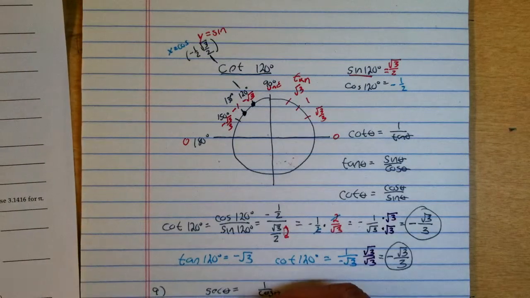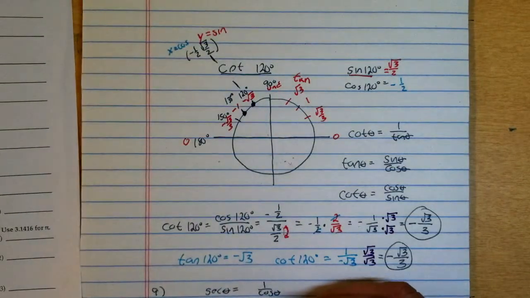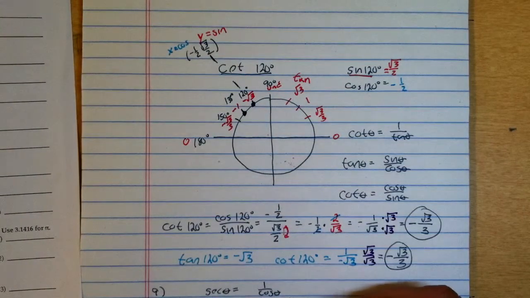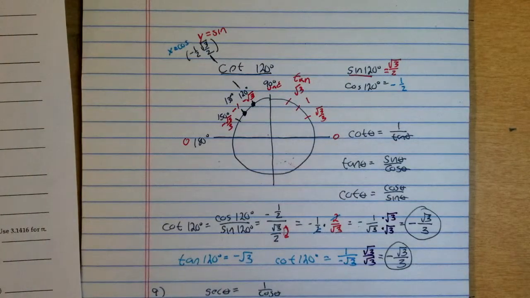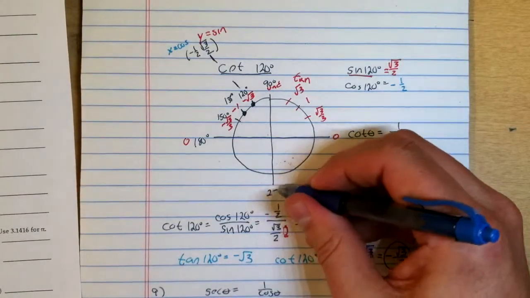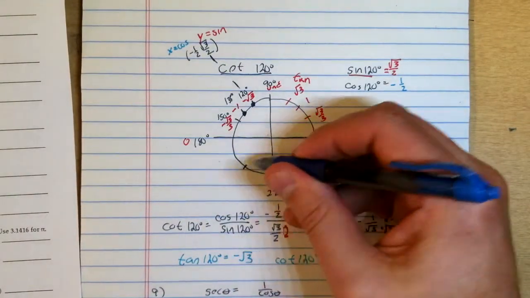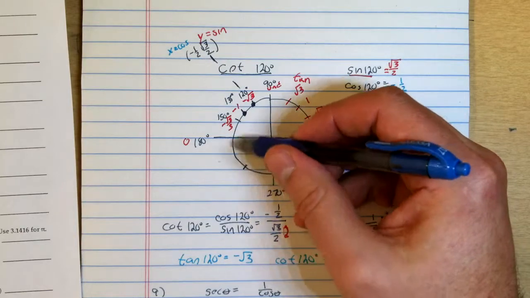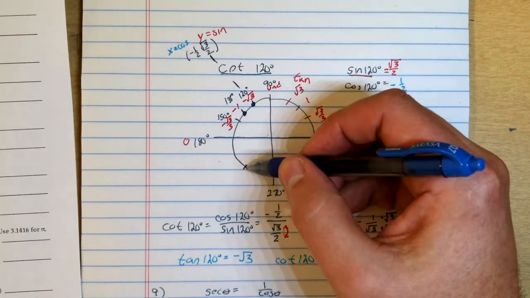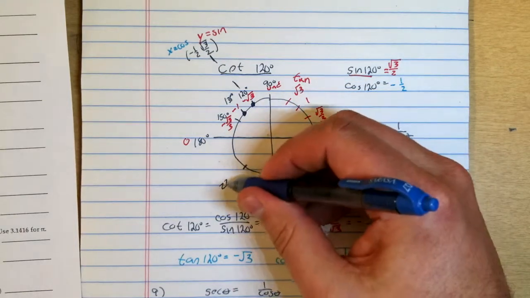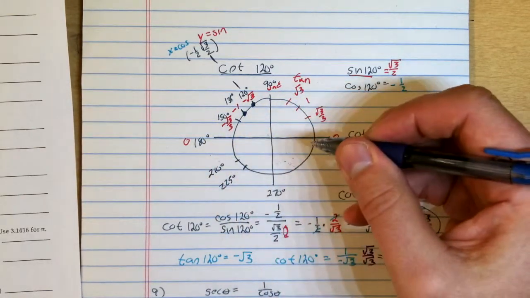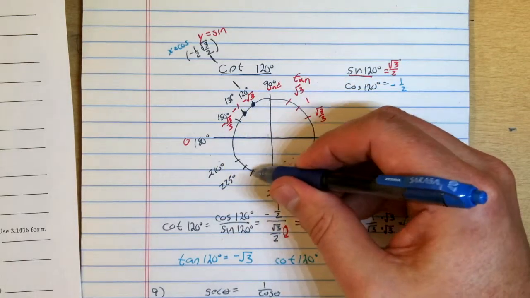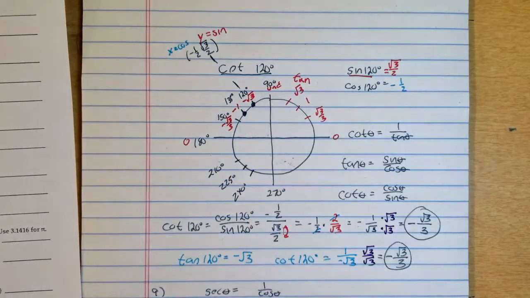So if I want secant of 240 degrees for number 9, I need to know that that's 1 over the cosine of 240 degrees. So I just need to find 240 degrees on the unit circle. This is 270 degrees down here. I need to know where everything is. If I want to know what this angle is here, I take my 180 and add 45 to it. So here's 225 degrees. If I take 180 and add 30, I get 210 degrees. And if I take 180 and add 60, I get 240 degrees. That's the angle that I'm interested in.